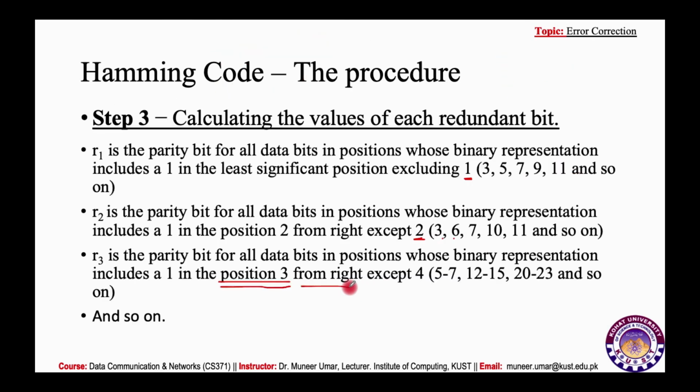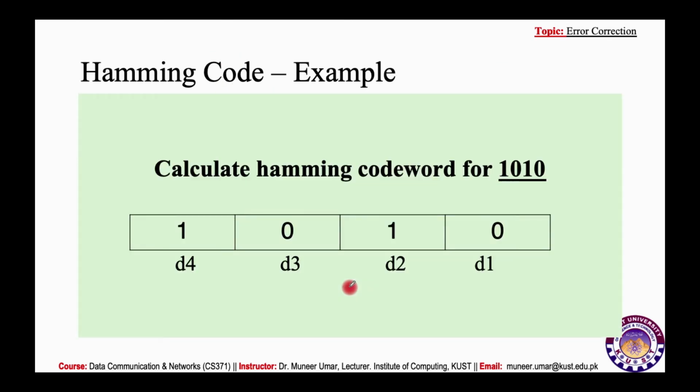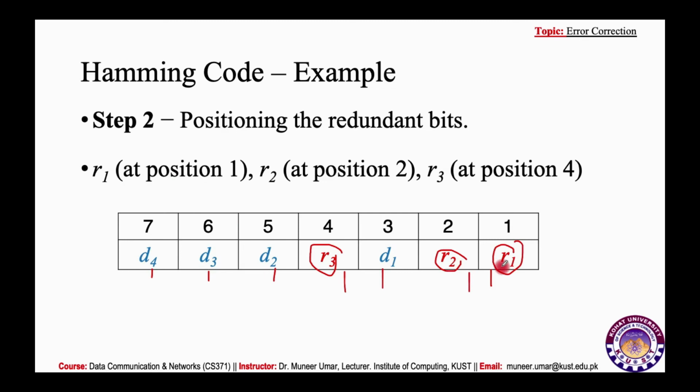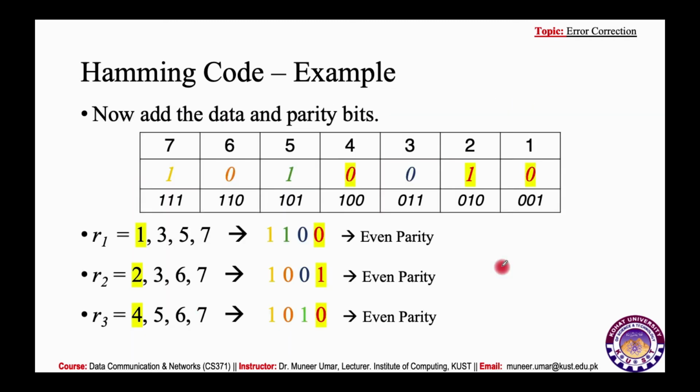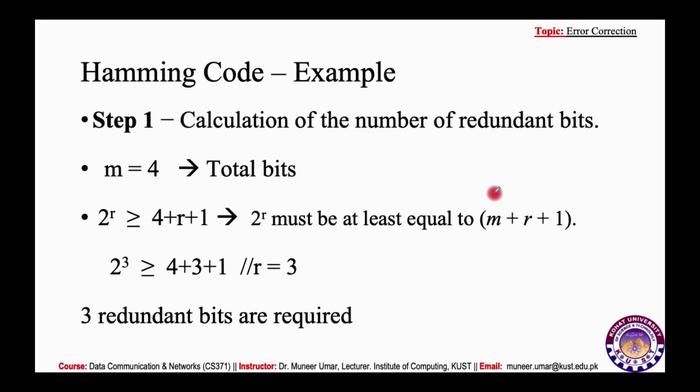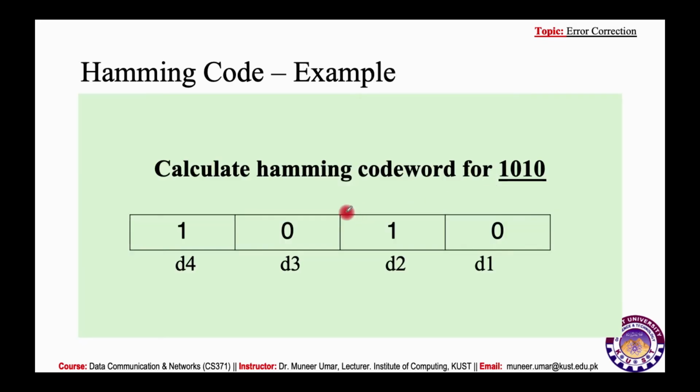Now we will have an example. Calculate the Hamming code word. We can also call this calculated thing the code word. Now this is actually the code word, data plus the parity bits. This is called the code word. So calculate the Hamming code word for 1010. This is the data which has to be transmitted.